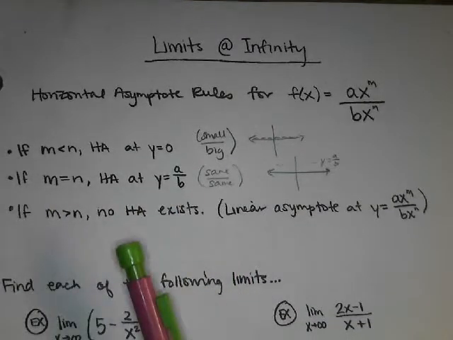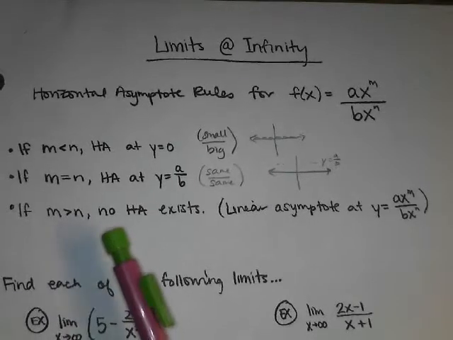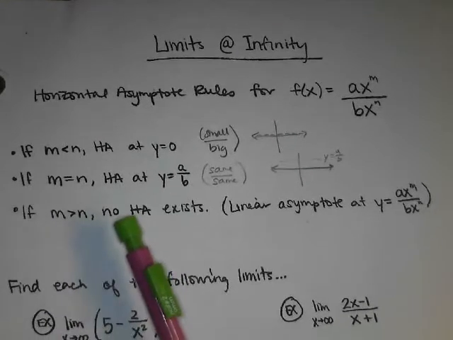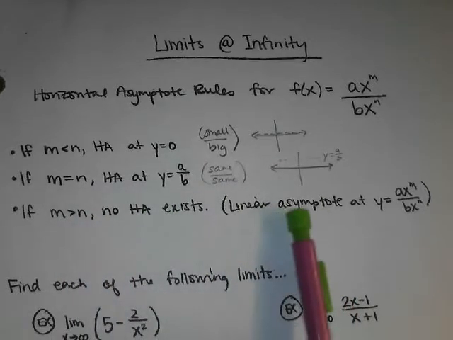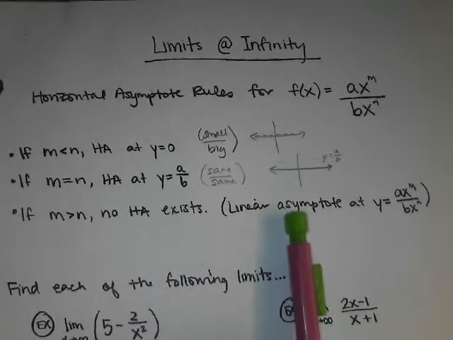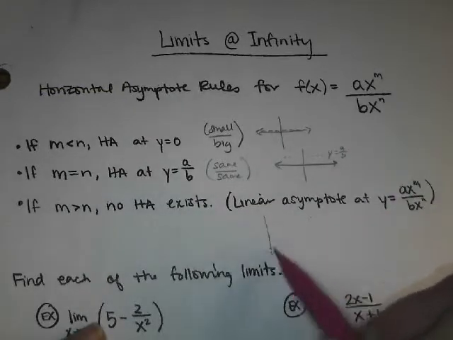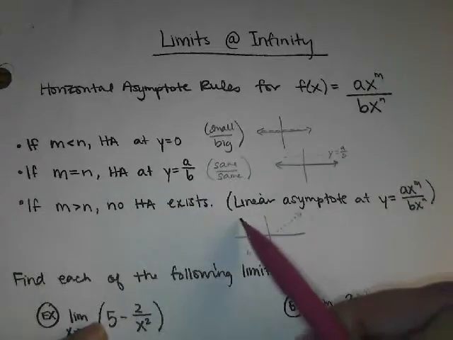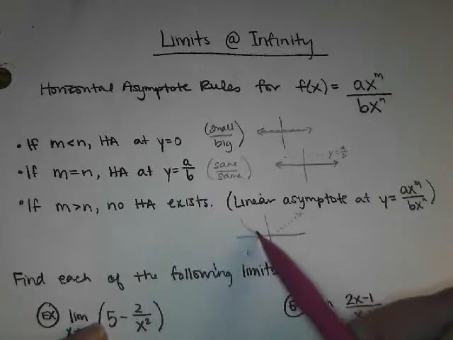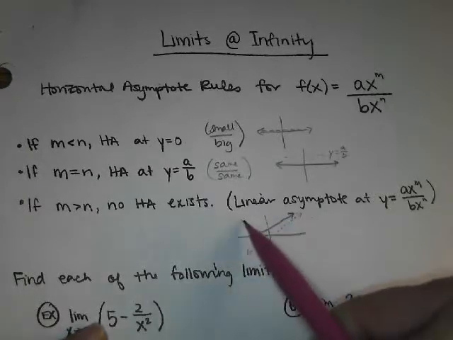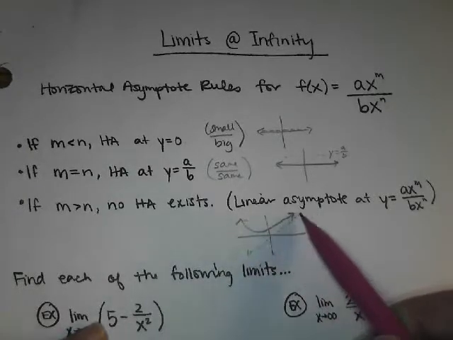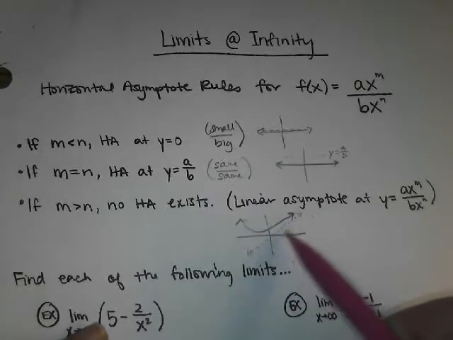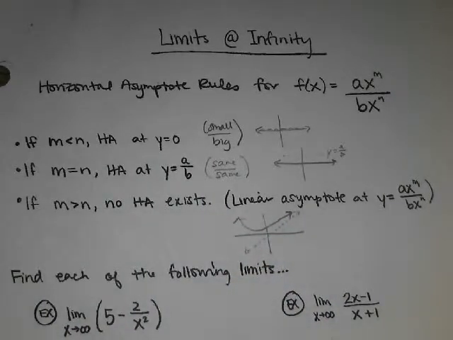And if the degree of the numerator is bigger than the degree of the denominator, then there is no horizontal asymptote. There is an asymptote, though. It's just a diagonal one. It's a linear, so it would almost be something like this. So if I were to sketch some function that does that, as it goes towards infinity, it's just approaching a diagonal line as opposed to a horizontal line.